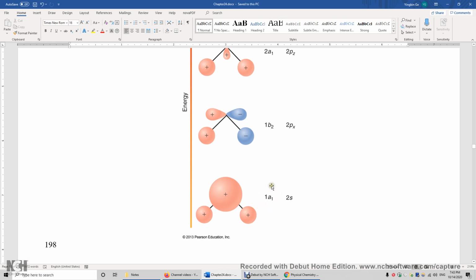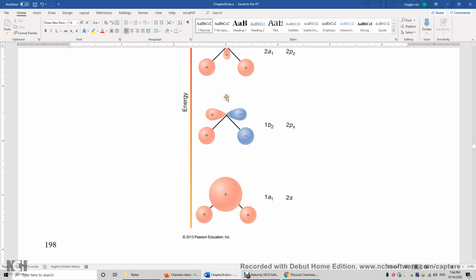So now let's look at this A1 symmetry. So this MO has the A1 symmetry, or A1 irreducible representation. That means this MO is totally symmetric with respect to the rotation and reflection, with respect to the symmetry plane that's perpendicular to the water molecule. B2 means it's anti-symmetric after rotation, anti-symmetric after reflection.